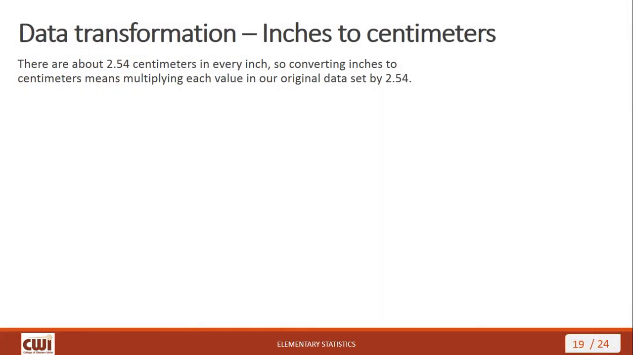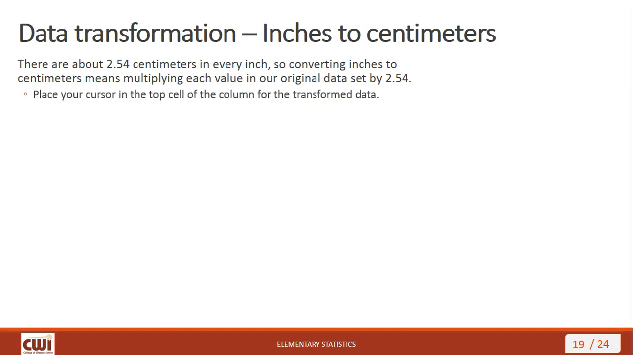What happens if we convert from inches to centimeters? Will this make our data normally distributed? Well, there's about 2.54 centimeters in every inch. So to convert from inches to centimeters, we have to multiply each of our values in the original data set by 2.54.